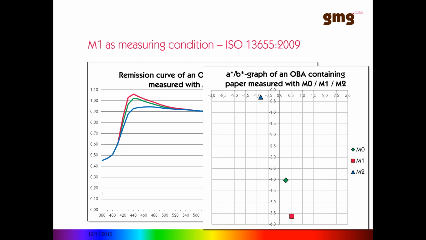This is the corresponding a-b graph to this measured paper tint. We see the highest difference between the measurement modes in our b-axis, so in the bluishness of the paper, so to say. This is caused by the optical brighteners. So the M2 measurement is almost neutral, and then we see when we measure with M1, we have minus 5.6 or something, so a more bluish value than measured with M0, where we have a value of minus 4 b.